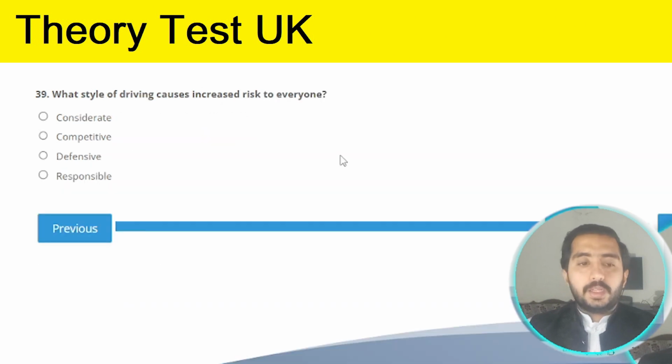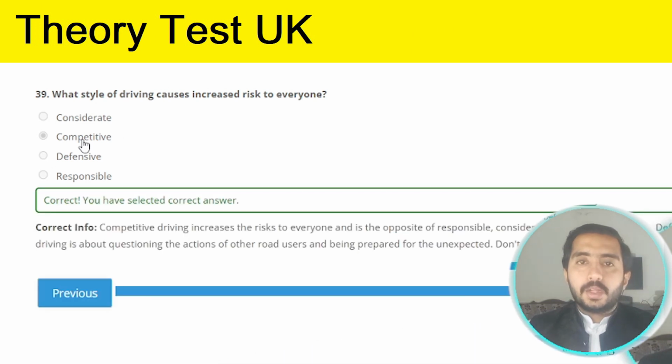Next one, and the last question of this quiz, which is, what style of driving causes increased risk to everyone? The correct option is competitive driving, because it will increase the risk and cause uncertain chances.